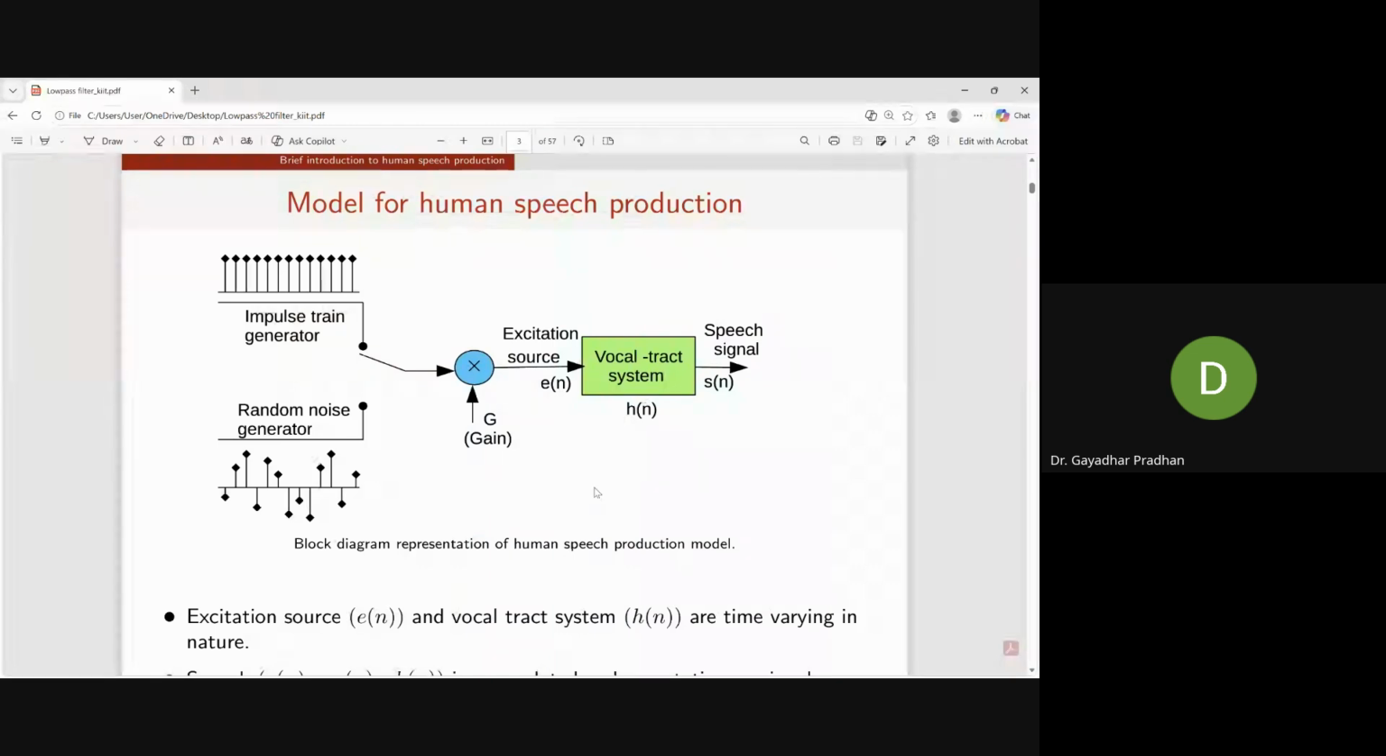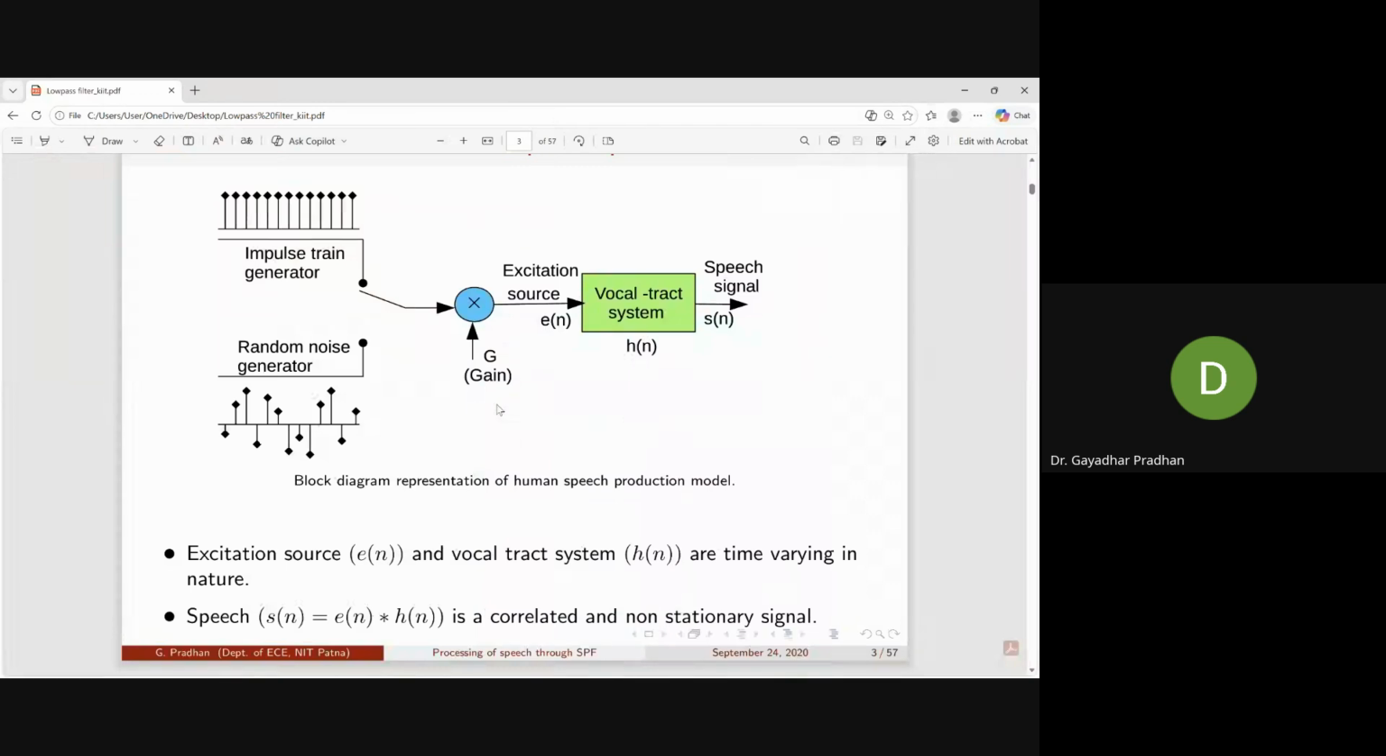Since it is a filter, we know this from our third semester: if there is a filter and an input to this filter, the output is the convolution of these two signals, the excitation and the vocal tract response. When there is an excitation, let's say impulse-like excitation, its frequency domain response is also an impulse. When there is a random noise, the spectrum will be flat. We know the power spectral density of white noise is flat because it is an uncorrelated signal.